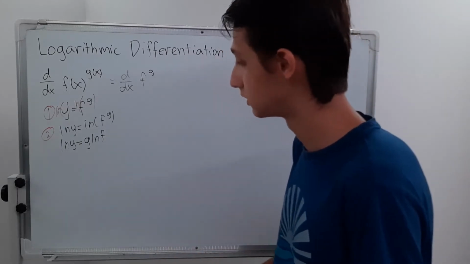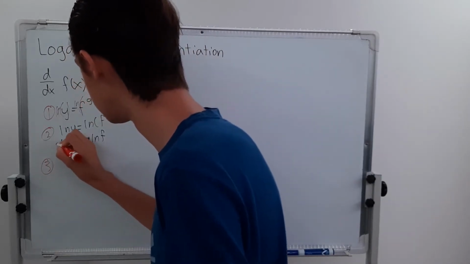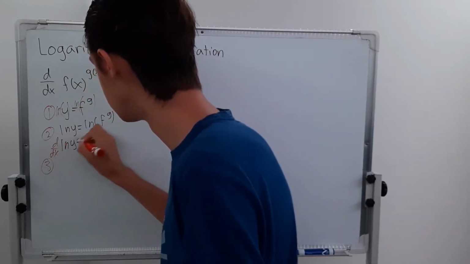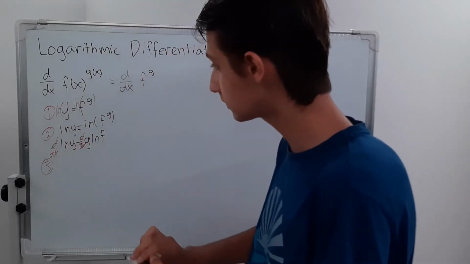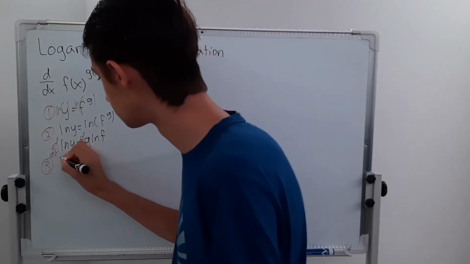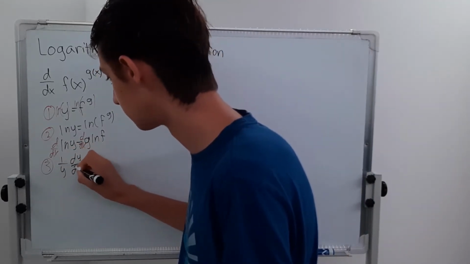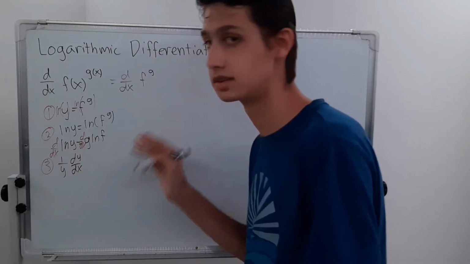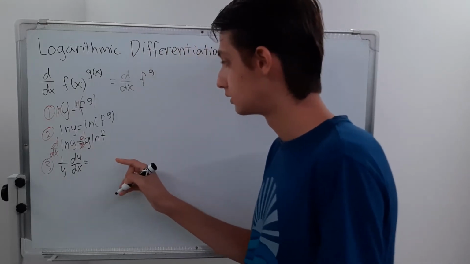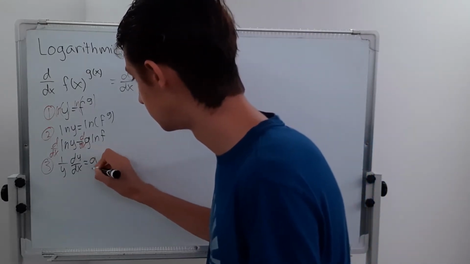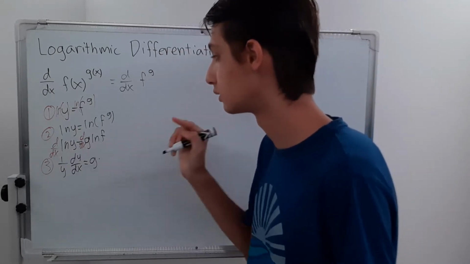So basically all we do is take the derivative of both sides. So our third step is to take the derivative of both sides. Okay, so the derivative of the natural log is just 1 over y with our dy dx, or y prime, whichever you choose. That's just implicit differentiation. And then, here, we take g, and we multiply it by the derivative of this, which is not just 1 over f.